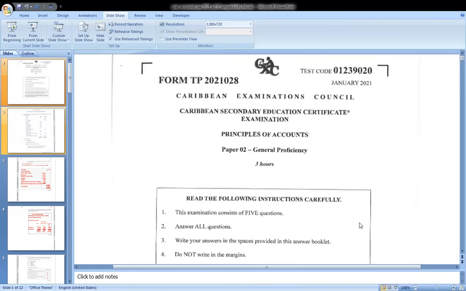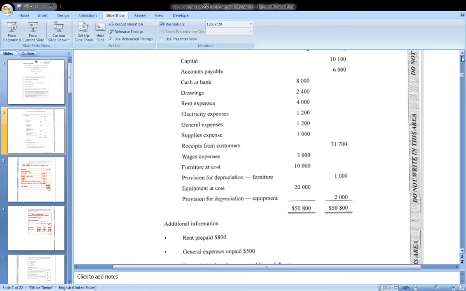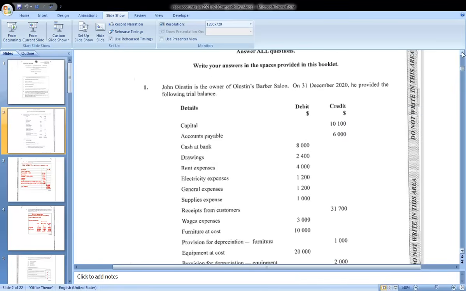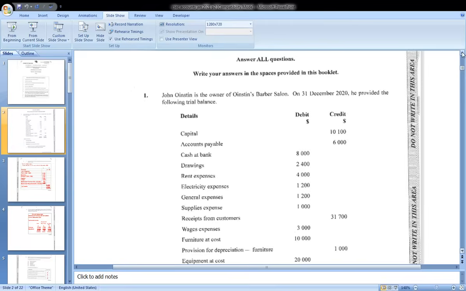So let's get into this paper. So let's get into question 1. Here we go. Question 1 says you are required to answer all questions on this paper. Write your answer in the spaces provided in this booklet.